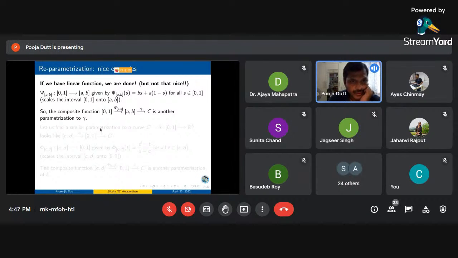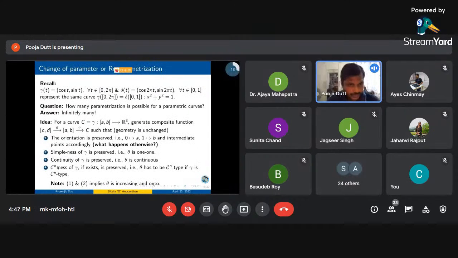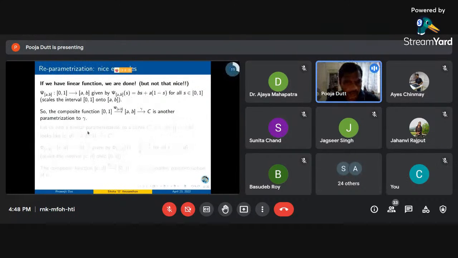Now I'm talking about some examples. So the thing is, do you have any example which is such kind of nice? Answer is yes. Any linear function, f(x) equals ax plus b. If you take it, you know it is infinitely many times differentiable, so it is Cn type function. It is continuous, one-one, strictly increasing. So it satisfies all the properties. So the question is, can you have such kind of function? Answer is yes.